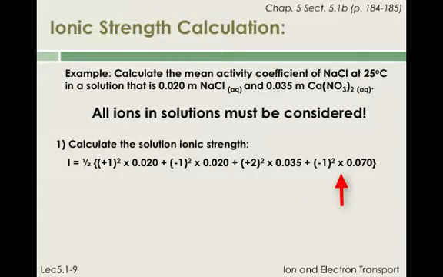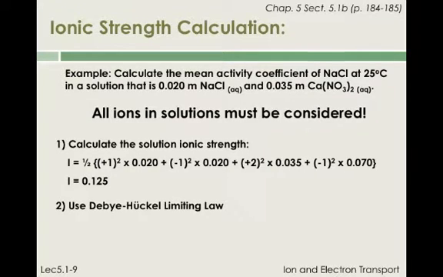The last term is for the nitrate ions, molality 0.070, since there are 2 moles of nitrate ions per mole of calcium nitrate, and charge -1. Do not forget to square the charges and multiply the sum by 0.5. The result of this calculation yields I is equal to 0.125.